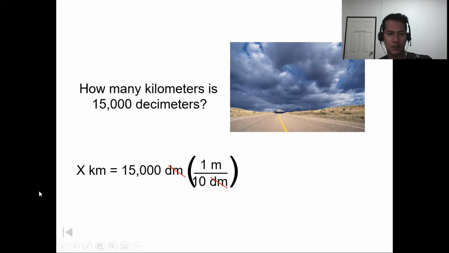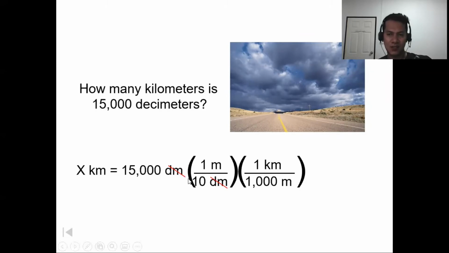We need to convert further. And since we are looking for kilometers, we are now going to convert meters into kilometers. So go back again to your conversion table. How many meters are in a kilometer? It says here 1 kilometer is 1,000 meters. So take a look. We are trying to cancel out meters here, right? And so when you go back to your conversion table, it says 1,000 meters for every 1 kilometer. So we will try to cancel this out.